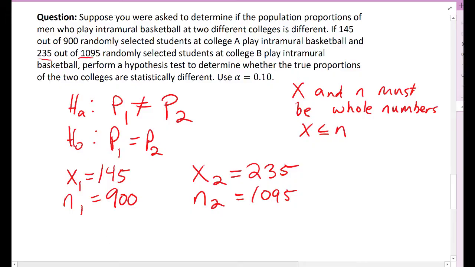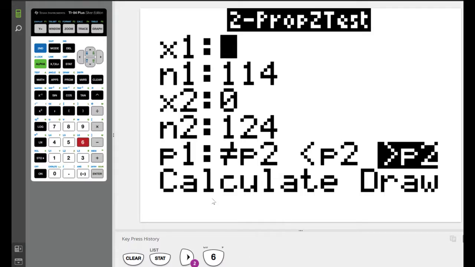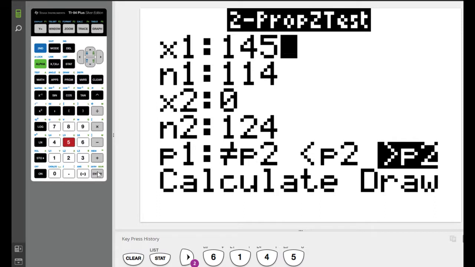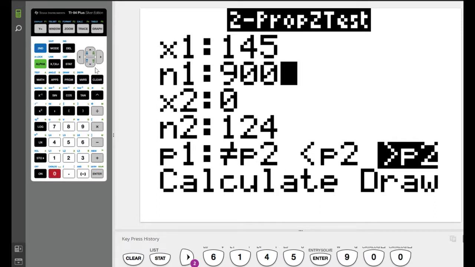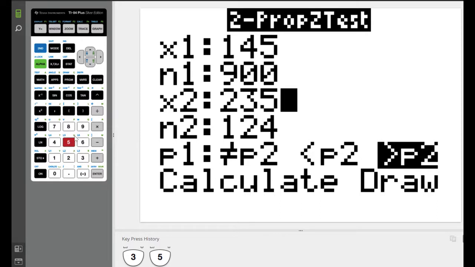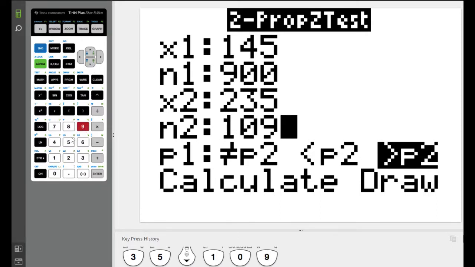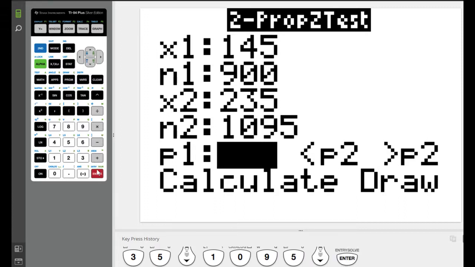All right, here we go. 2-PropZTest. X1 was 145, N1 is 900, X2 is 235, and N2 was 1095. And it was a two-tailed test because we're testing to see if they're different.